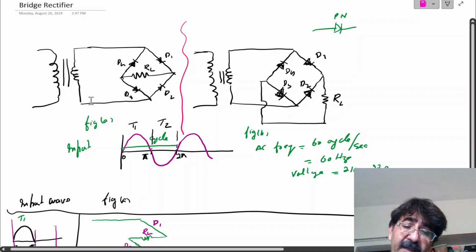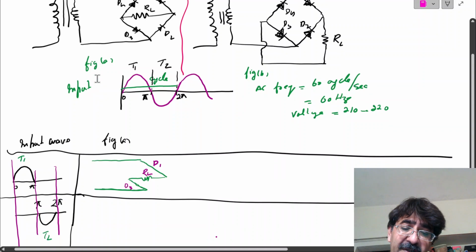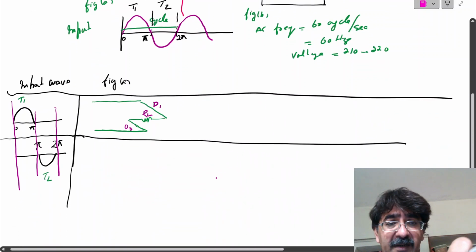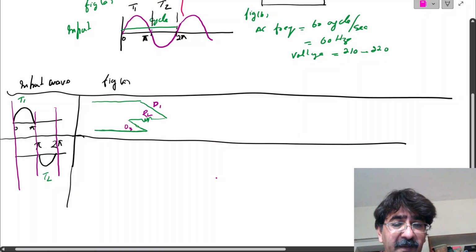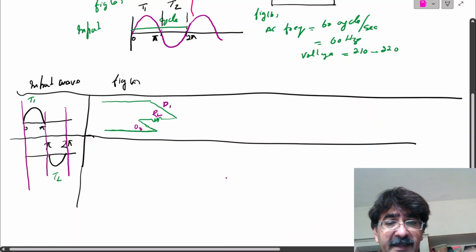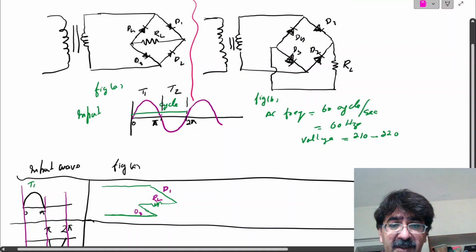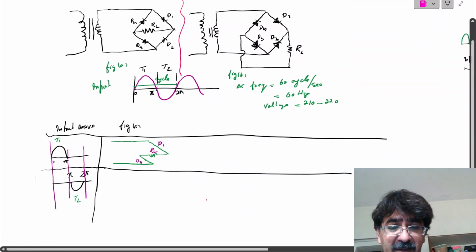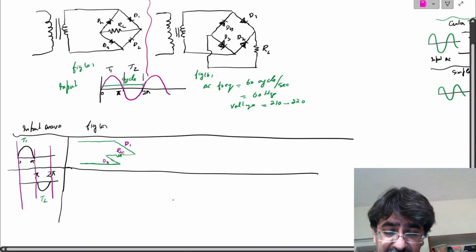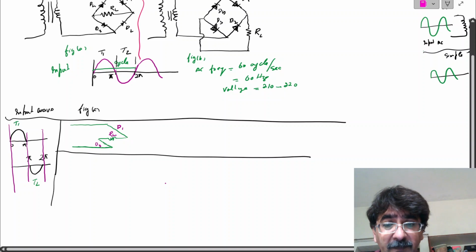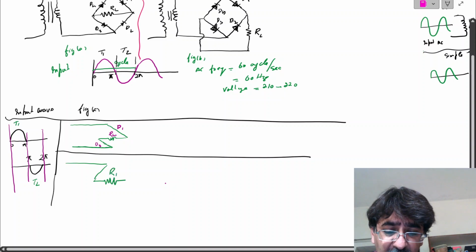So the equivalent diagram will be like this. I may draw it here. This is the incoming wave. It will pass through D4, because D4 will behave like a short circuit, then through the load resistance, and then it will move toward D2, which will be a short circuit, so it will move from D2 back to the source.